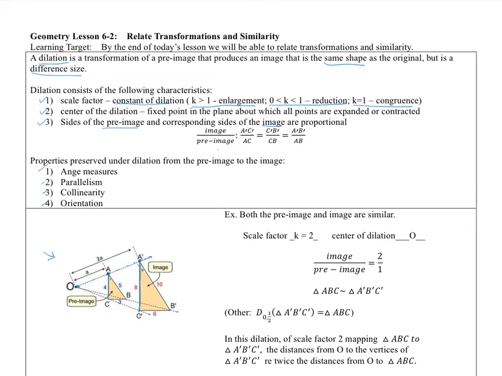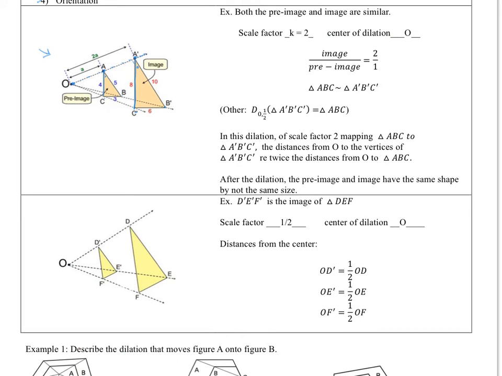Okay, example. Both the pre-image and image are similar, and we can tell that there's a scale factor of 2 here. And we use the letter K to represent scale factor. We can take 10 divided by 5 to get K equals 2, or 6 divided by 3, or 8 divided by 4. And the center of dilation would be the O here, where the two images are being projected.